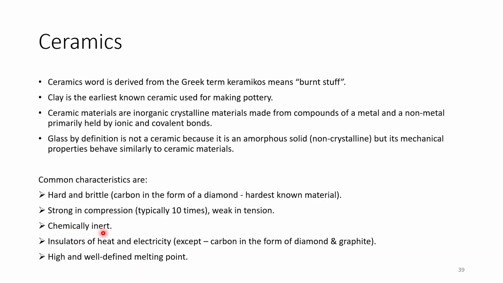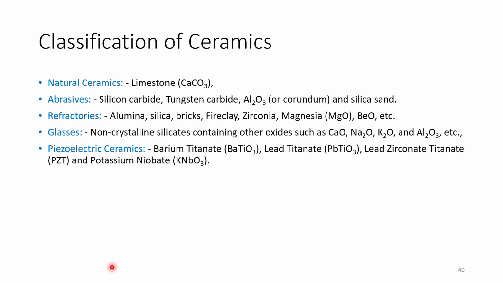So you can store harsh chemicals in ceramics easily. Ceramics are insulators of heat and electricity because there are no free electrons, except carbon in the form of diamond and graphite. Graphite has both thermal and electrical conductivity, but diamond has heat conductivity, not electrical conductivity. Next is a high and well-defined melting point.